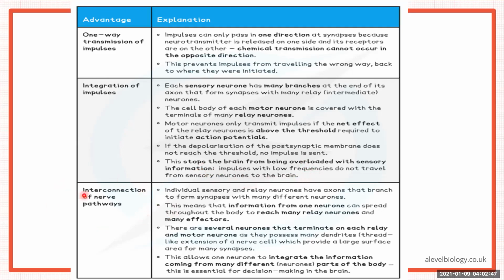And when we talk about the interconnection of nerve pathways, individual sensory and relay neurons have axons that branch to form synapses with many different neurons. This means that information from one neuron can spread throughout the body to reach many relay neurons and effectors. There are several neurons that terminate on each relay and motor neuron as they possess many dendrites, right, which provide a large surface area for many synapses. This allows one neuron to integrate the information coming from many different neurons, which is essential for decision making in the brain, right?